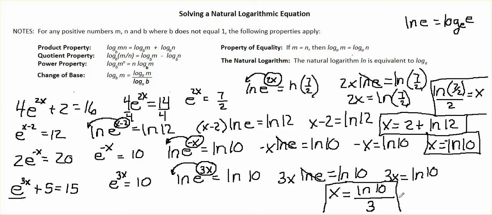That is how you solve exponential equations that involve our natural number as our base.